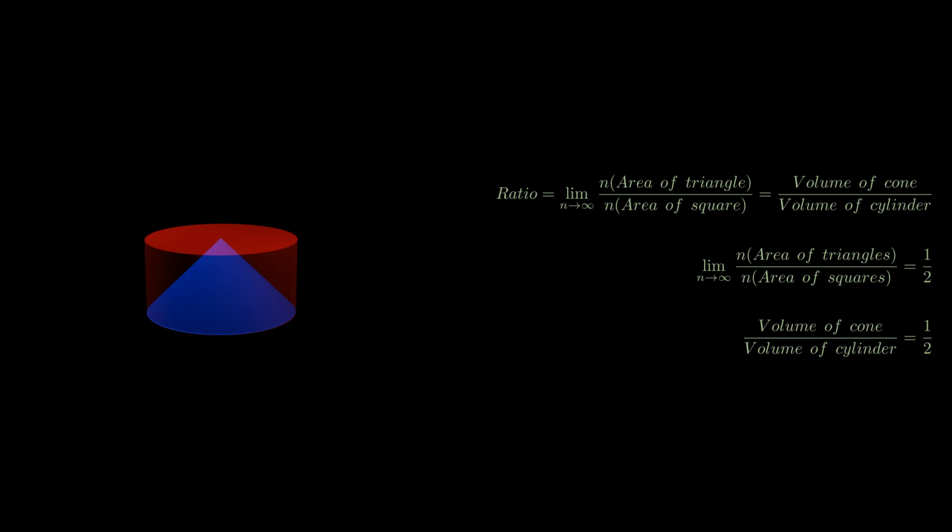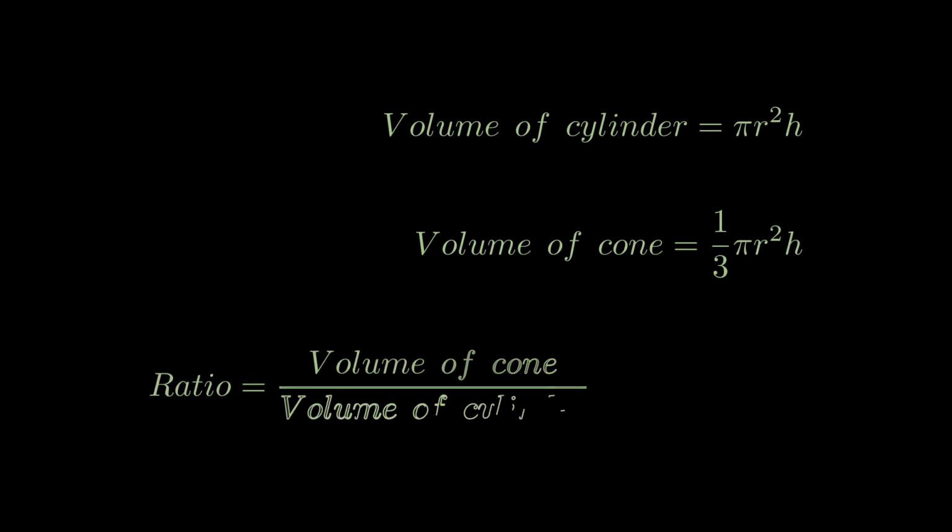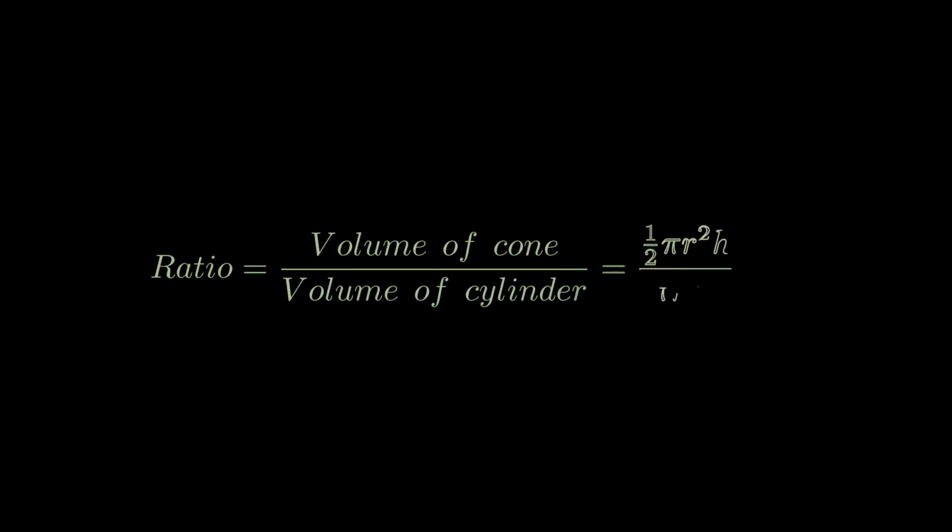Wait, but that's not right. We just calculated the ratio between the volume of the cone and the volume of the cylinder to be 1/3. Now, you may argue that this formula here for the volume of a cone assumes the ratio to be 1/3 in the first place, and maybe that assumption is wrong. Maybe that ratio is indeed a half, and the formula should really look like this.